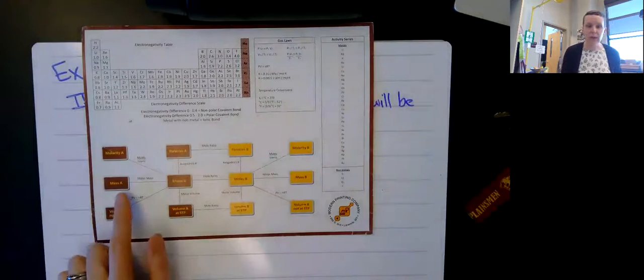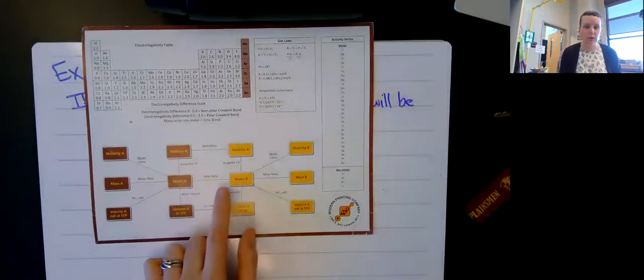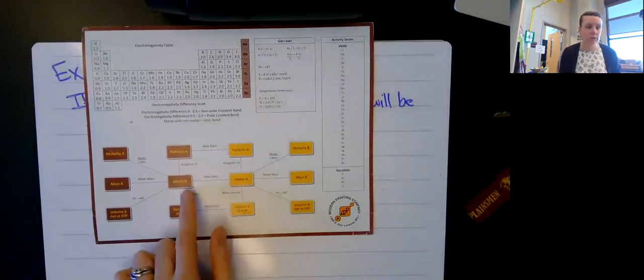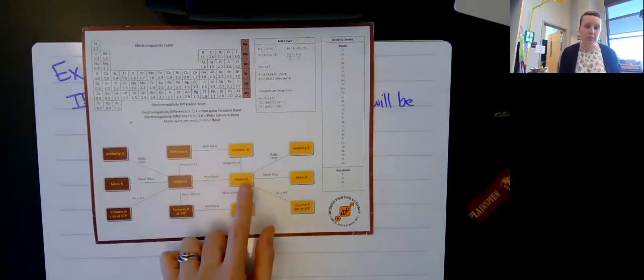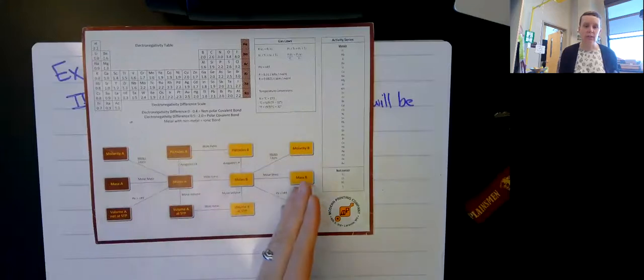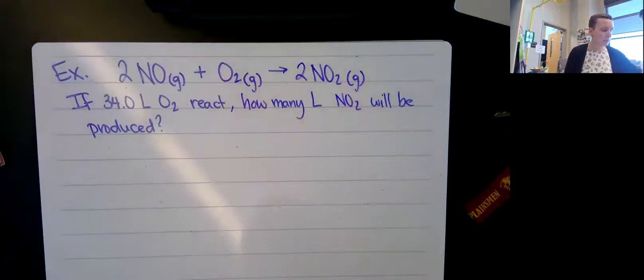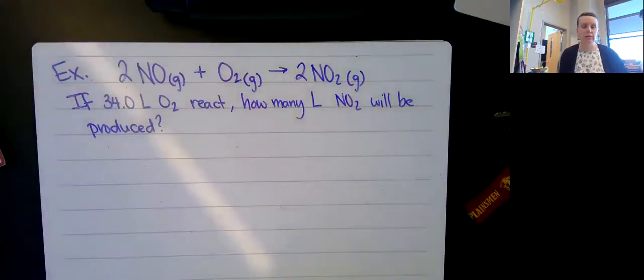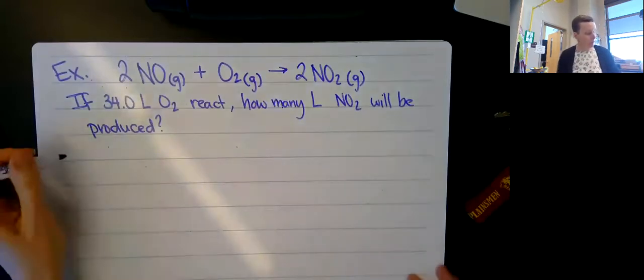Okay, so if I'm starting in moles and I'm trying to get to moles, there's a mole ratio, okay? Moles of one substance, A, moles of a different substance, B, you need a mole ratio. This is going to come from your balanced chemical equation. Without a mole ratio, you cannot change sides from one substance to another in a chemical reaction for stoichiometry. So here, if 34.0 liters of oxygen react, how many liters of NO2 will be produced? So first we're going to do it the book way.